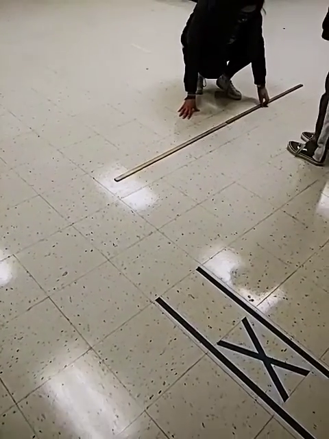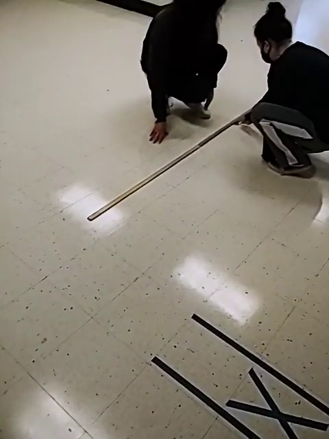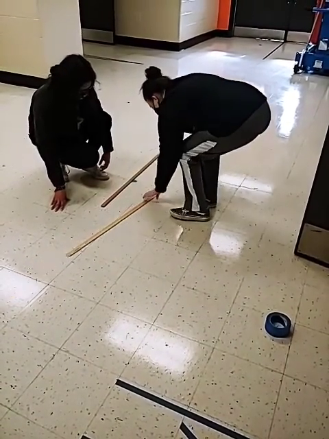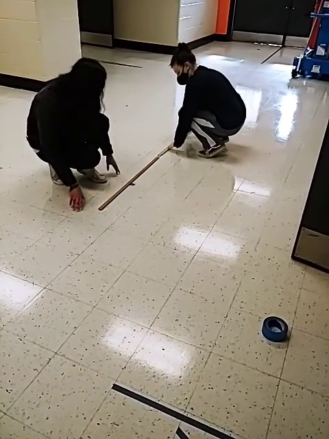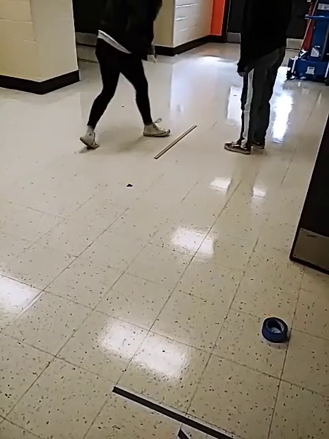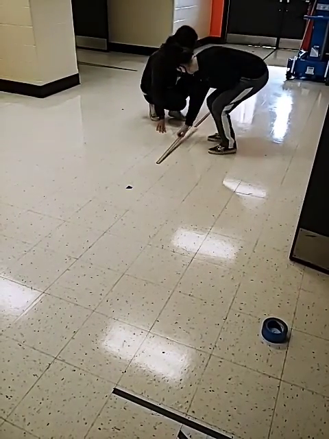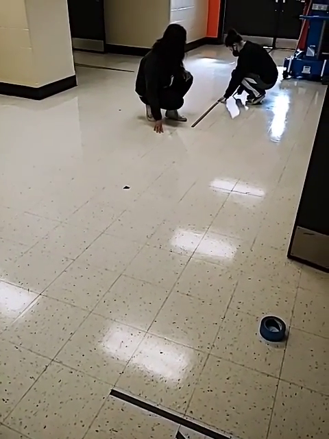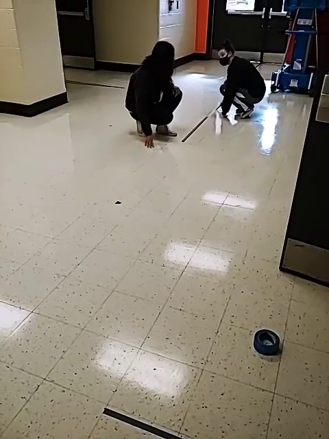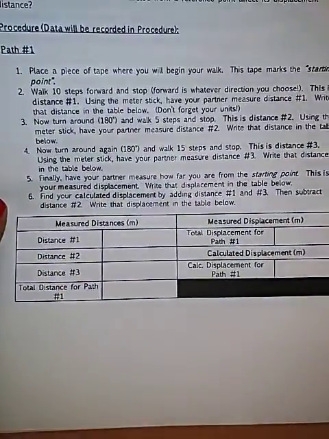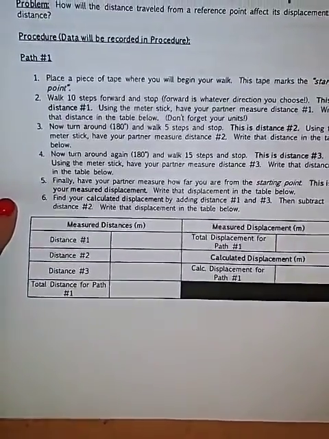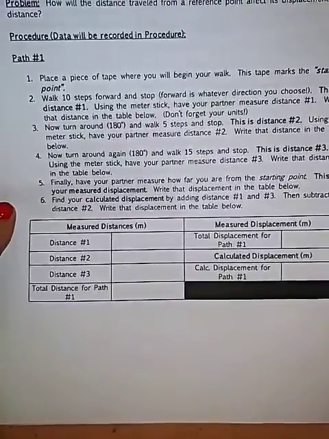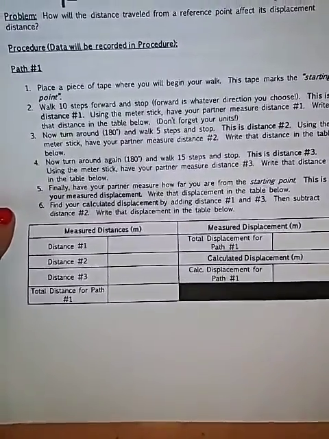All right, distance number 1 will be the measurement from the starting point all the way to the first piece of tape that we measured. This is the first distance where you walked 10 steps forward. For your measured distance, distance 1, it should be in meters. The girls measured it as 4 meters and 43 centimeters. This would be 4.43 meters.